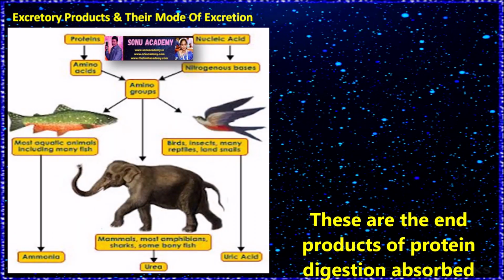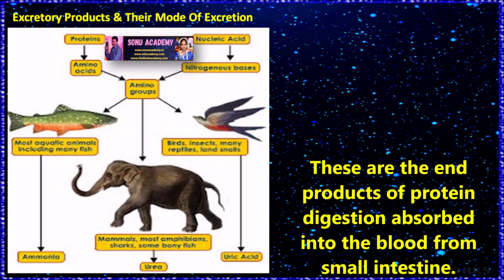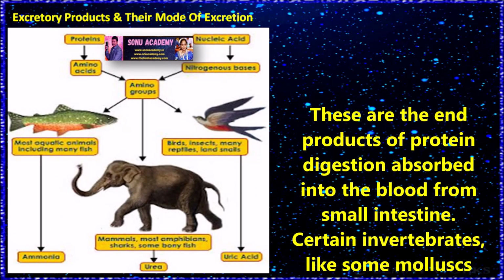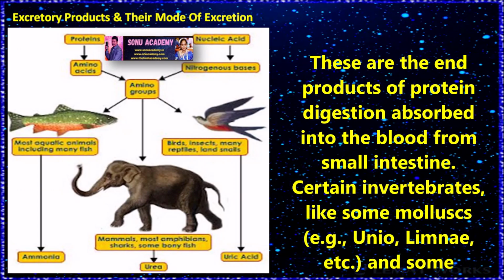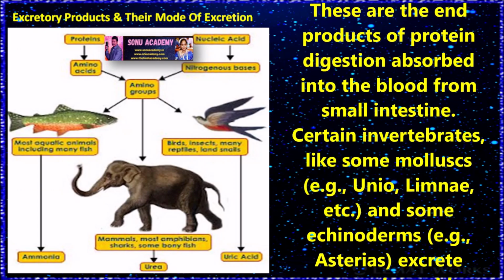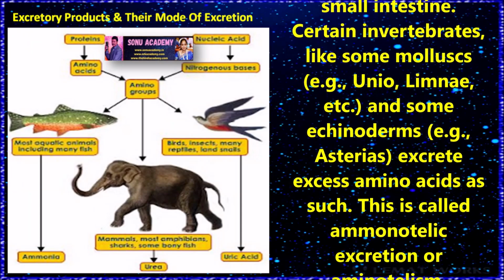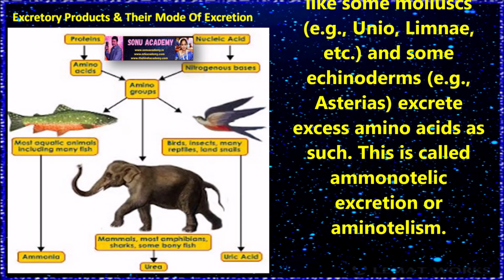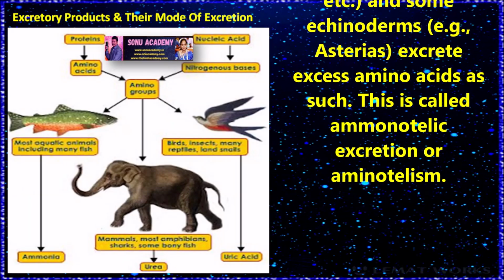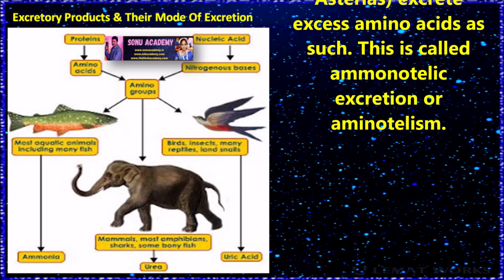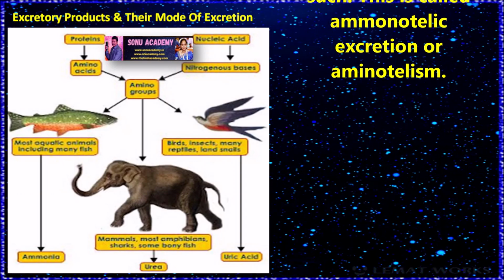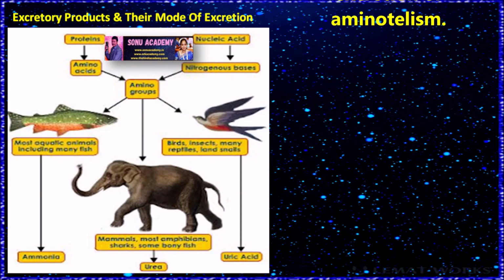Children, now let us discuss excretory products and their mode of excretion. Amino acids are the end products of protein digestion, absorbed into the blood from the small intestine. Certain vertebrates like some molluscs and some echinoderms excrete excess amino acids as such, and this is called ammonotelic excretion or aminotelism.